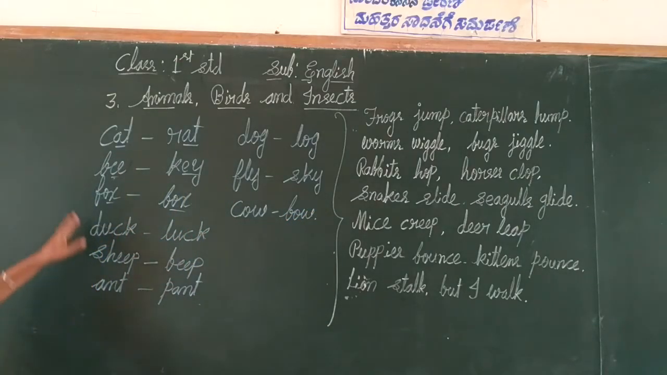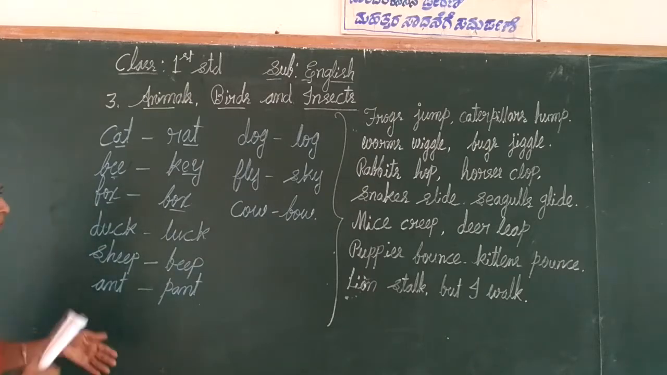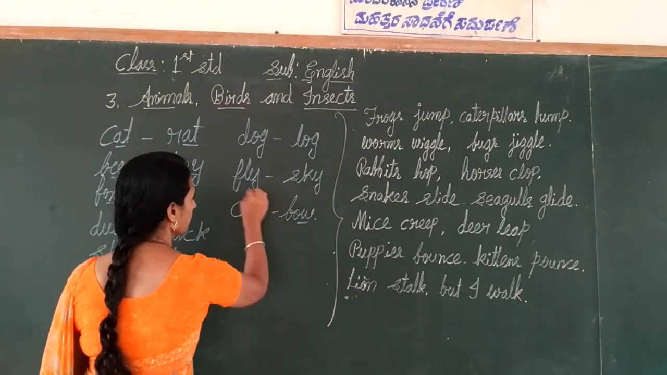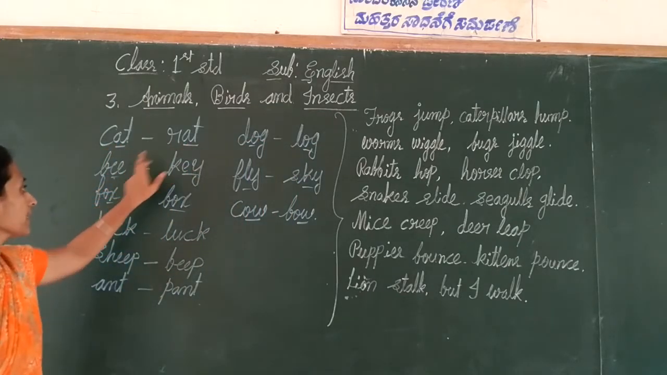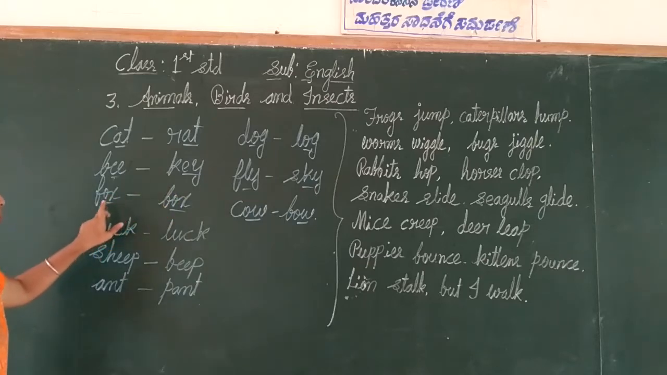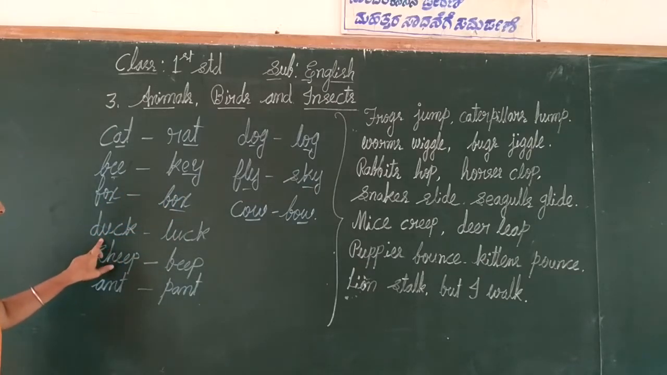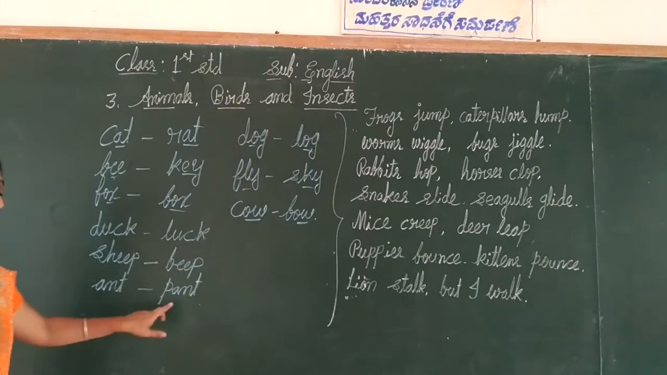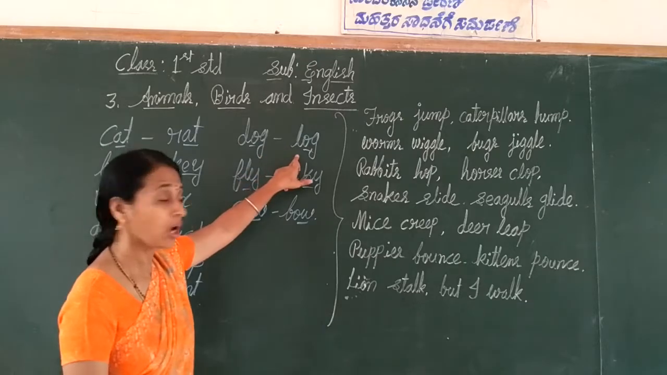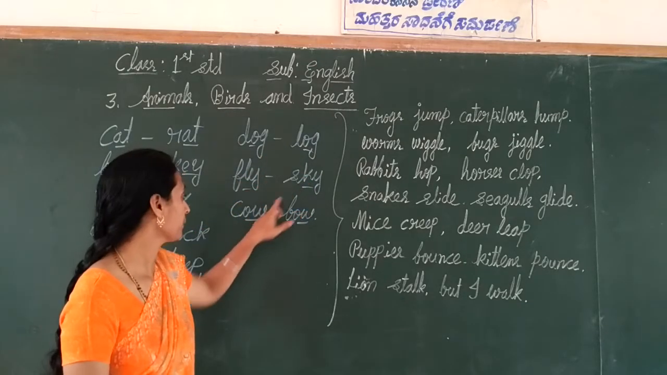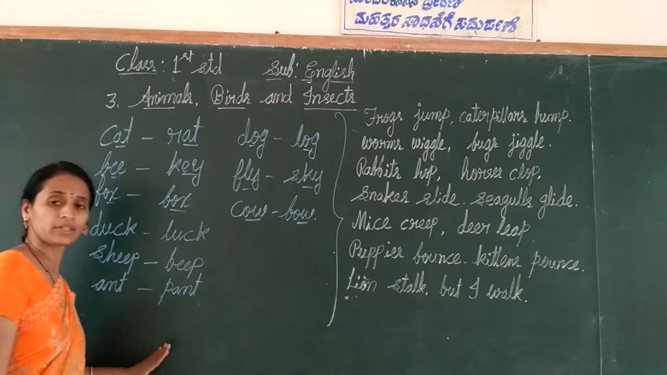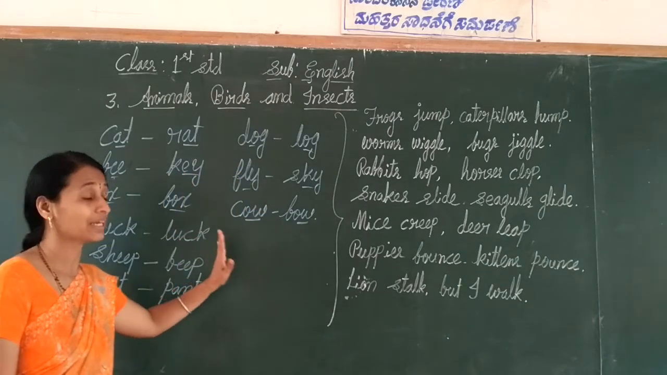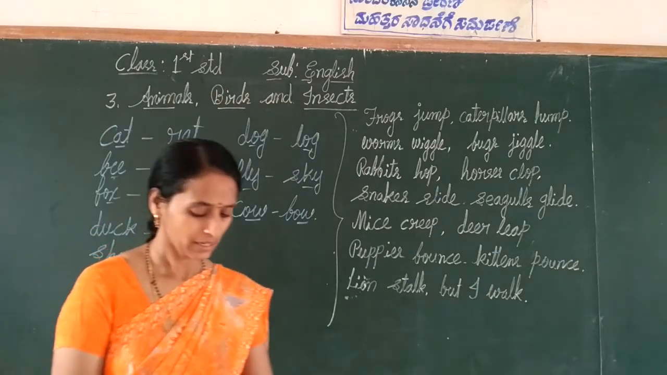Once again, students, here are the rhyming words, three-letter rhyming words, where the last letters are the same, in phonic drills and also letters. Cat, rat, bee, key, fox, box, duck, luck, sheep, beep, ant, pant, dog, log, fly, sky, cow, bow. You have to read once again and also write down. These are the rhyming words.